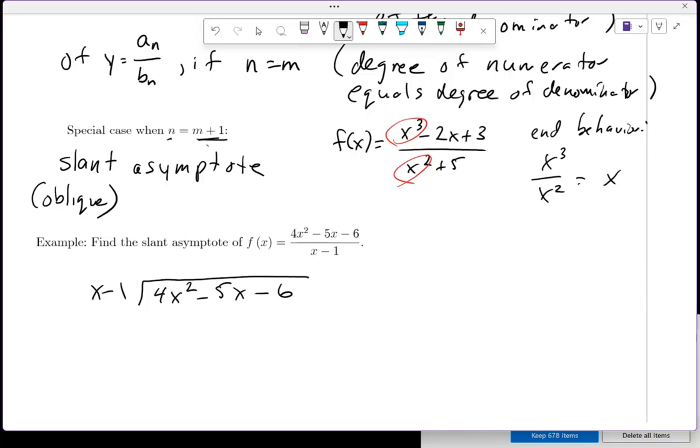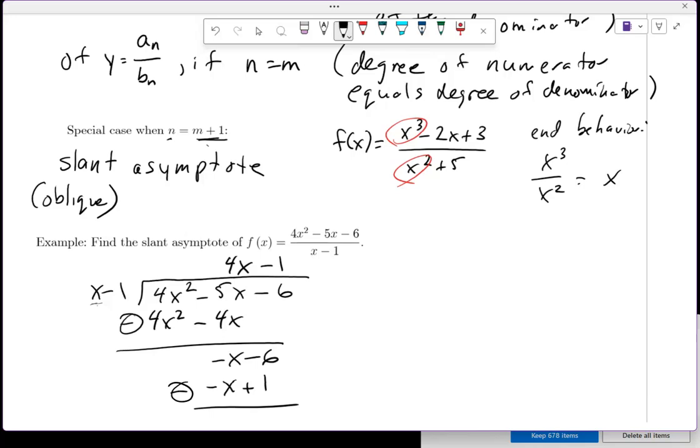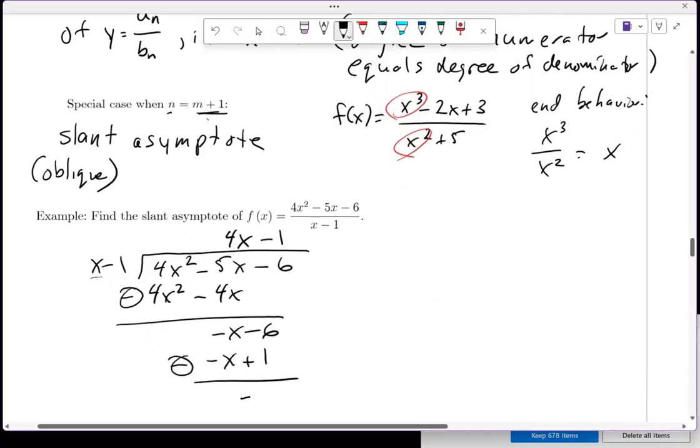Okay. What do I need to multiply x by to give me 4x squared? 4x. Multiply it through. We'll have 4x squared minus 4x. And then we subtract. What do we get when we subtract? Negative x. What do we need to multiply x by to give us negative x? Negative 1. We'll get negative x plus a 1. When we subtract, we'll get a negative 7.